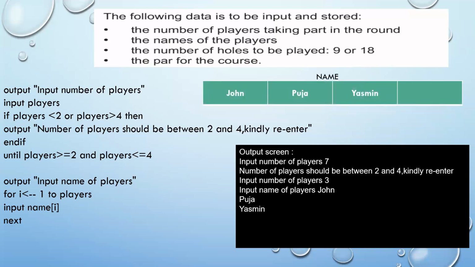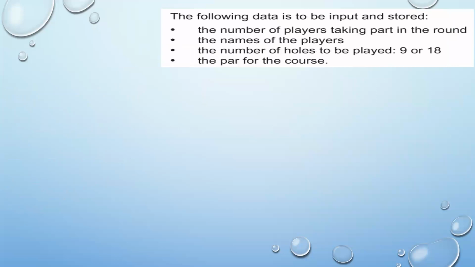So as you can see, internally in the memory, the names have been stored as John, Pooja, and Yasmin. Moving to the next two parts, where the question is to enter the number of holes to be played, 9 or 18, and the par for the course.